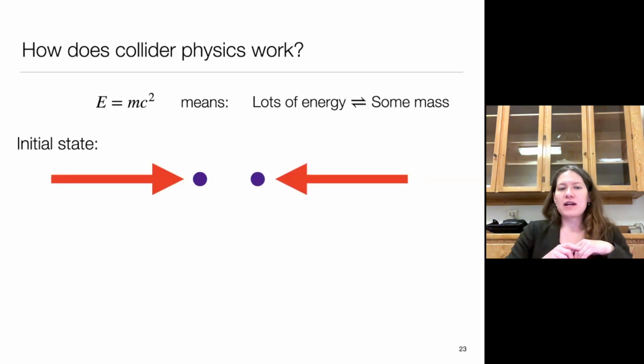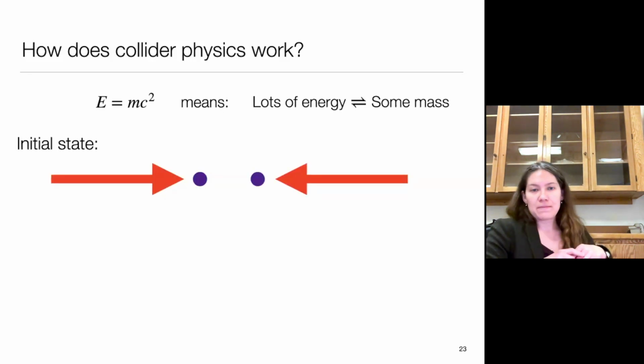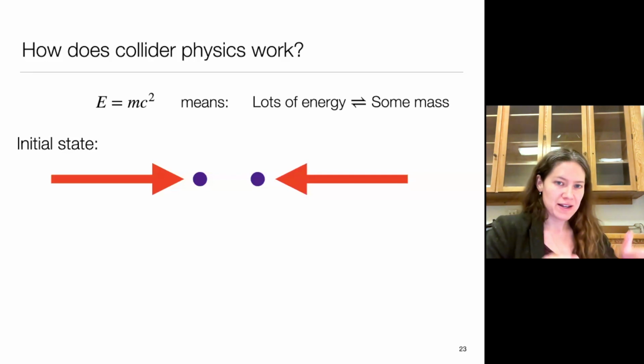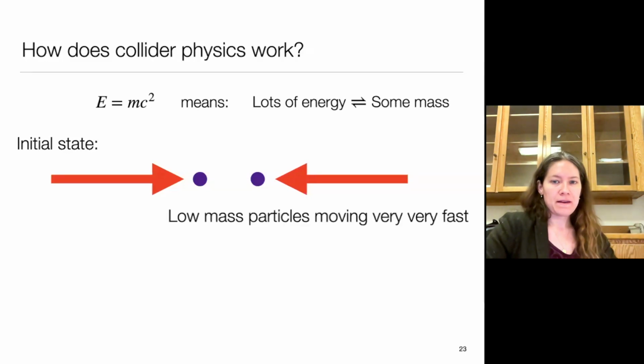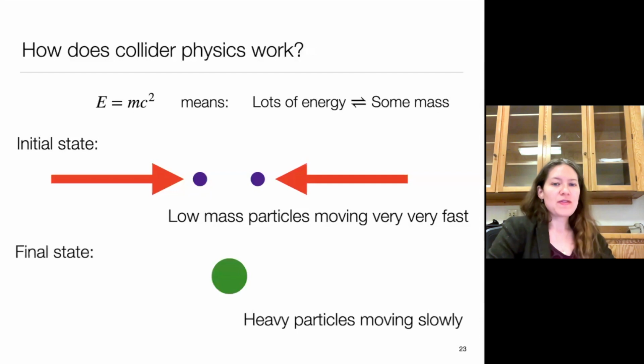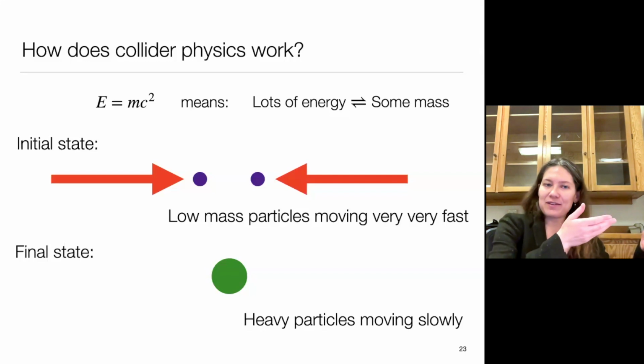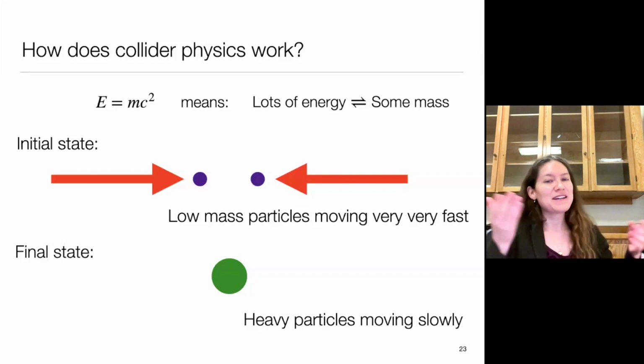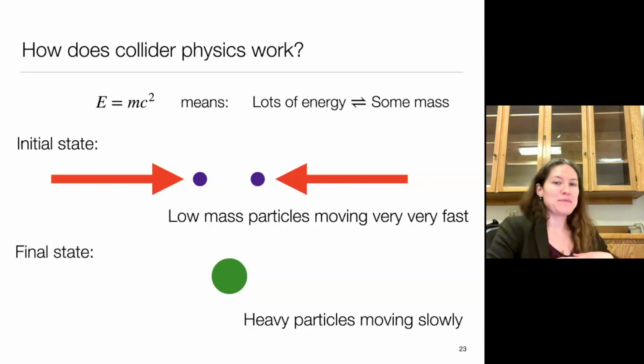So if what you start out with is two pretty light particles, like, shall we say, protons, but they're moving really, really fast so that each of them is actually carrying a tremendous amount of energy, and you smash them together, you could turn that into a couple of heavy particles moving very slowly. You're just going from one side of the equation to the other. You're starting with a lot of E and you're ending with a lot of M.